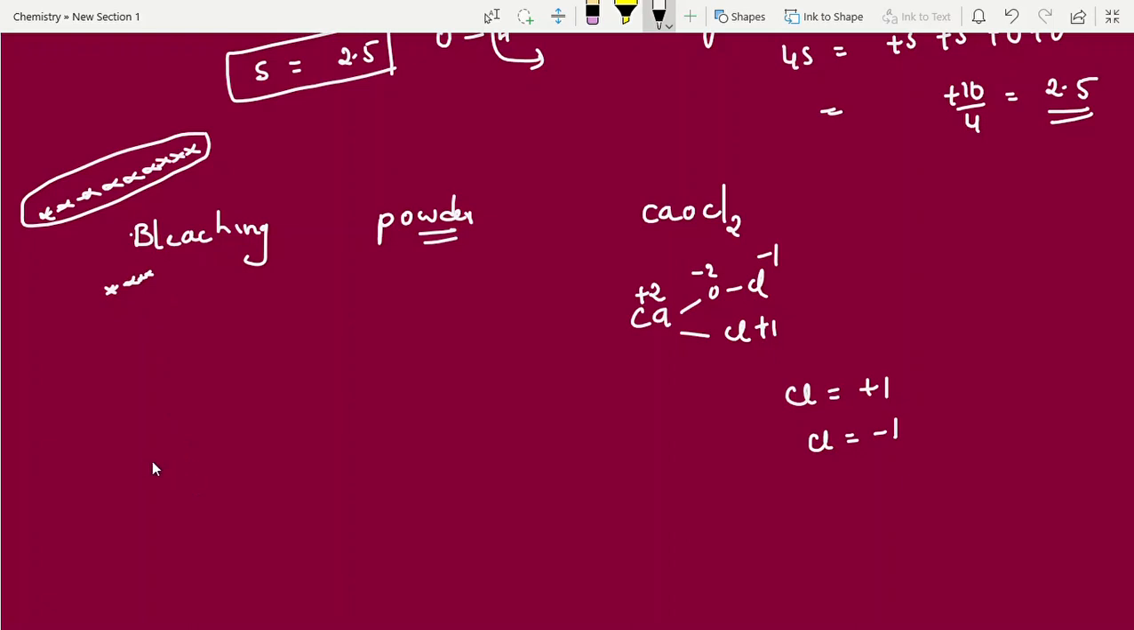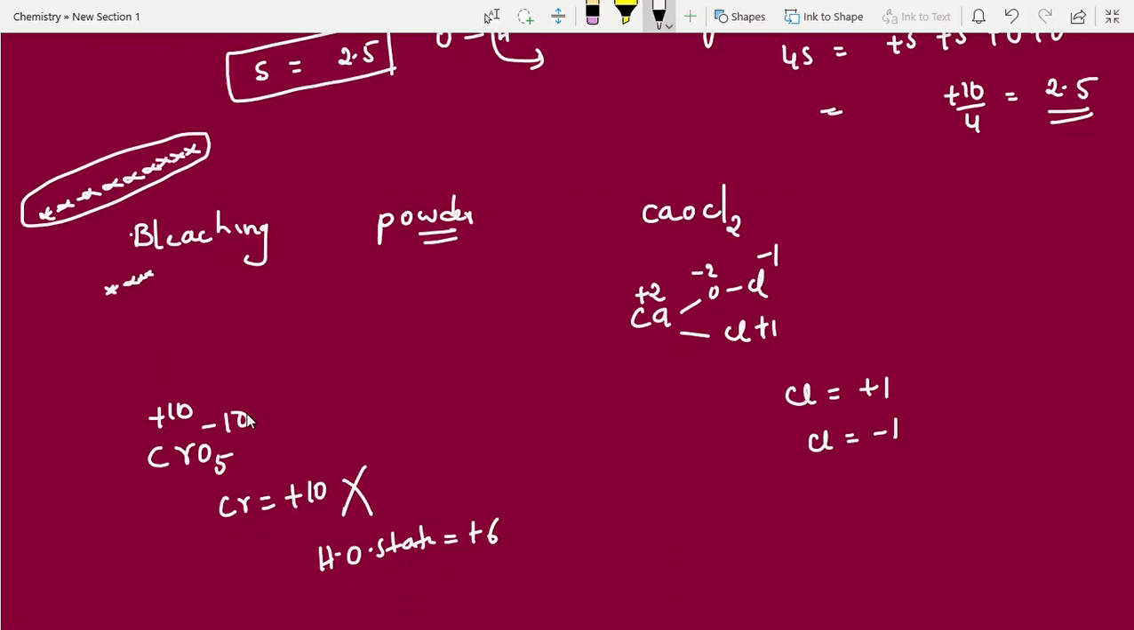Next, CrO5. This is also one of the most important questions. This is a butterfly structure. If you calculate the oxidation state directly, what do you get, students? Minus 10, so chromium is plus 10. Chromium never exhibits plus 10. The highest oxidation state is plus 6, which means your calculation is wrong.